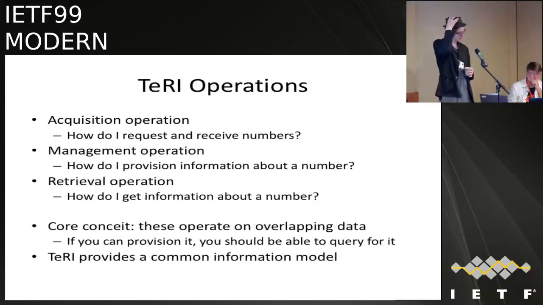Next slide. So like I said, Terry is a threefold thing. There are three basic operations that it defines. There's an acquisition operation. This is Rich Shockey's personal favorite. Sorry, Rich Shockey is not a fan of this. This is the operation that allows an entity to request a new telephone number from some kind of authority that has an inventory of telephone numbers.